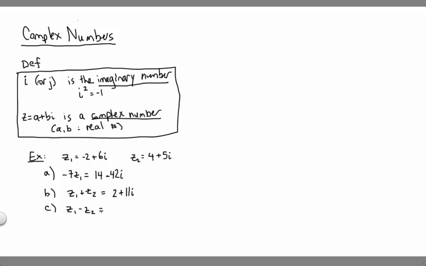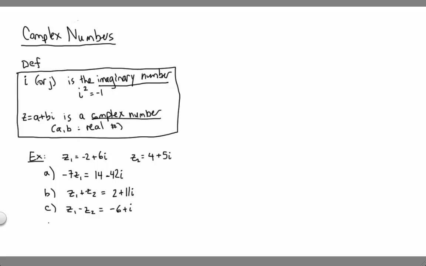Great, so let's do the same thing with subtraction. We are going to subtract the real parts now, so -2 minus 4 gives us -6, and then 6i minus 5i gives us 1i, or just more naturally i. So -6 plus i is what we get there.